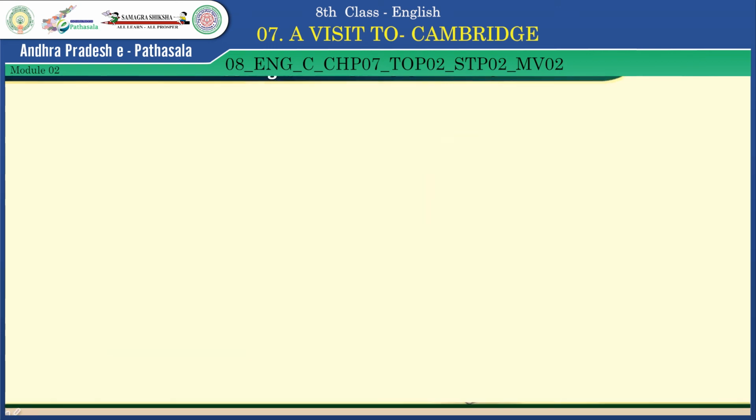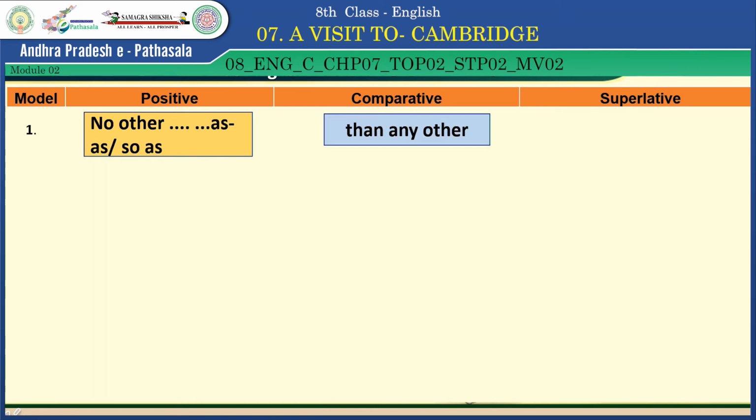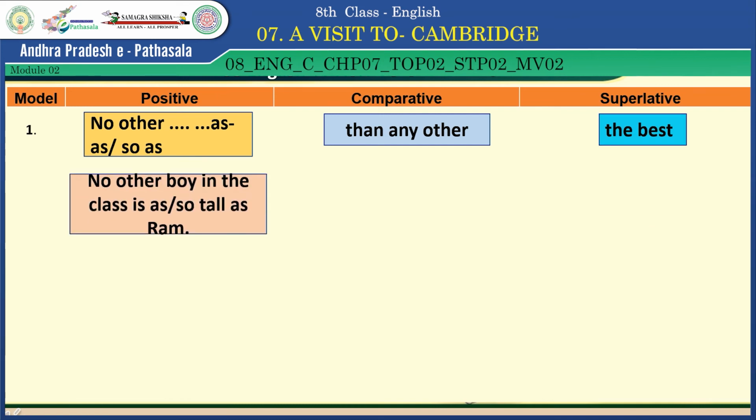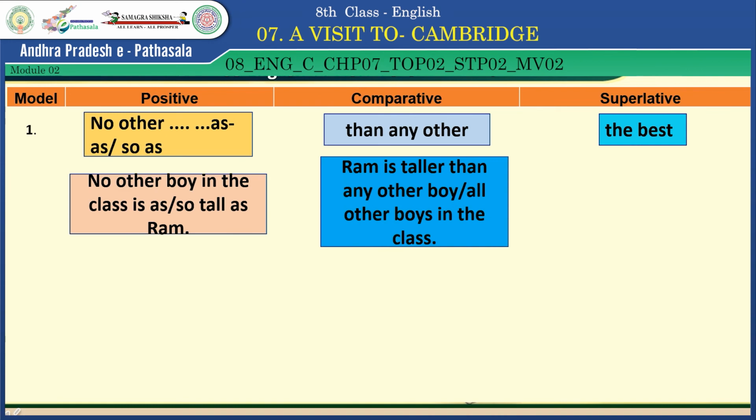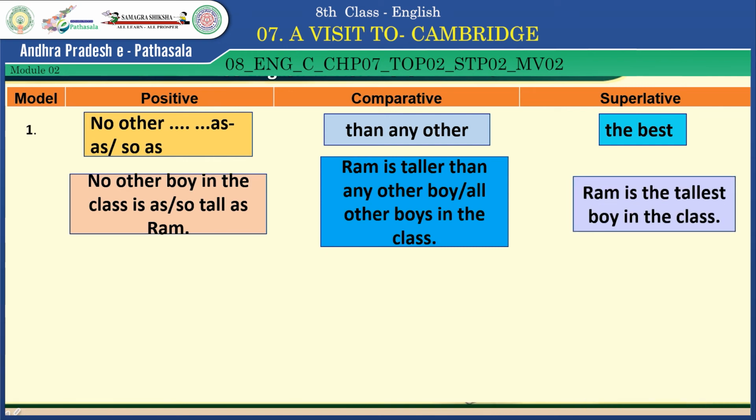Now, let's see the key observations in each of the degrees. The first one is positive. The sentence in the positive form begins with no other and using as or so as. Comparative form takes than any other and superlative form is the best. No other boy in the class is as tall as Ram or so tall as Ram. Ram is taller than any other boy or all other boys in the class. Ram is the tallest boy in the class.